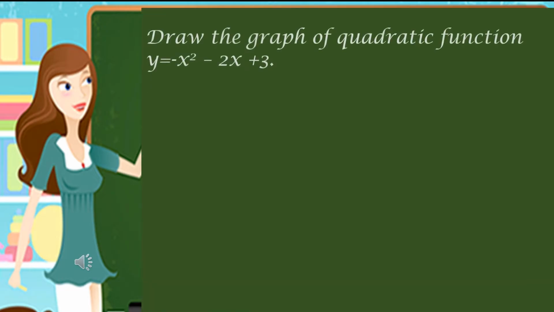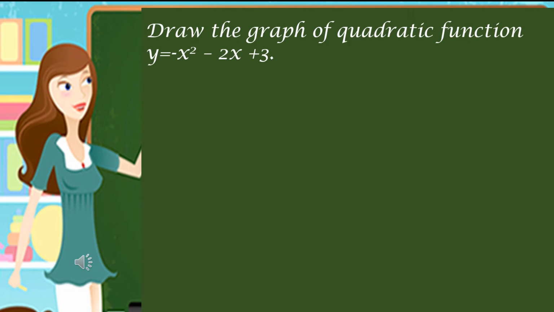In first example, to be graphed is the function y is equals to negative x squared minus 2x plus 3. In graphing the quadratic function, we need to identify the vertex, and to find the vertex we need to use the formula for h and k.